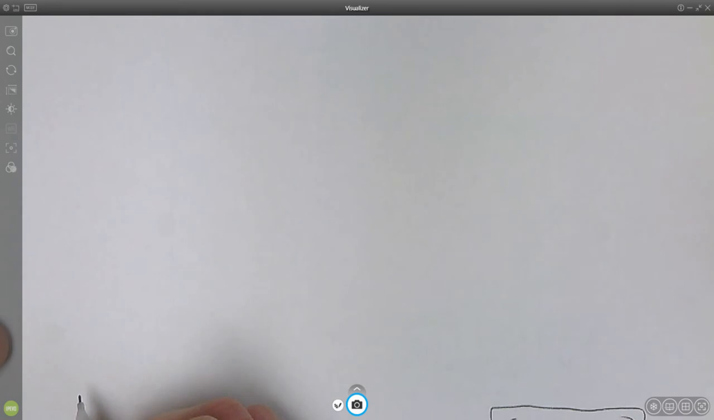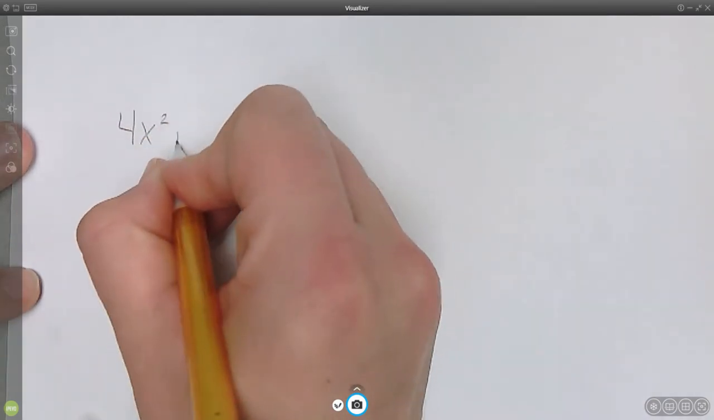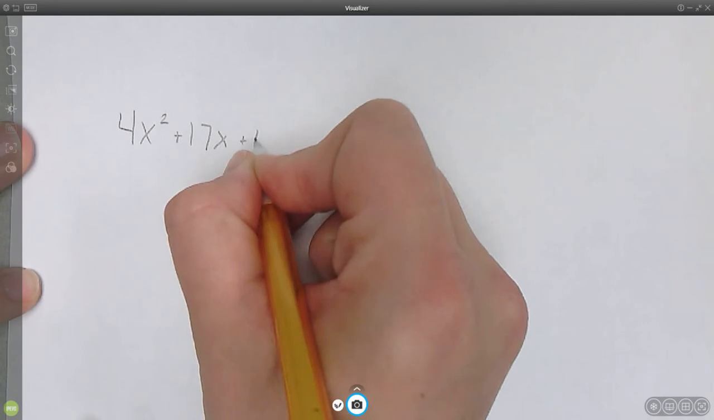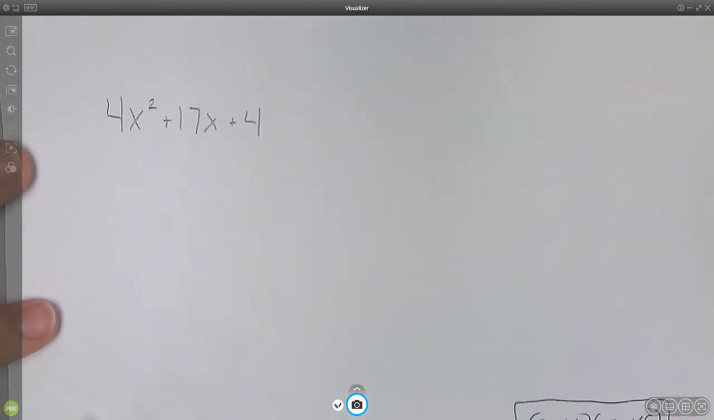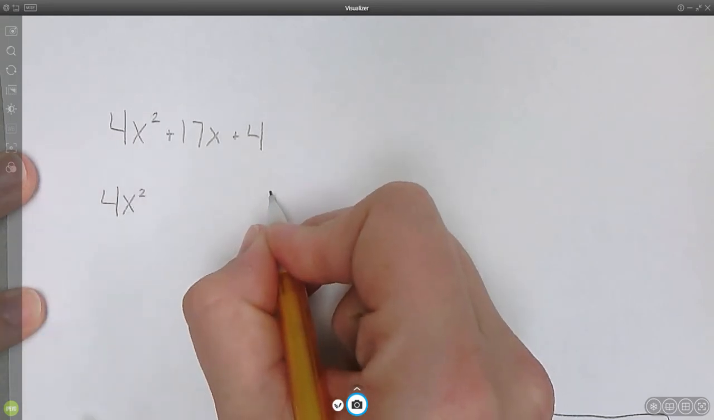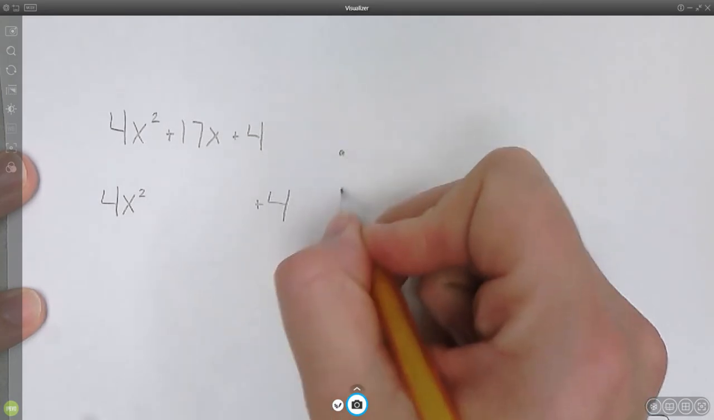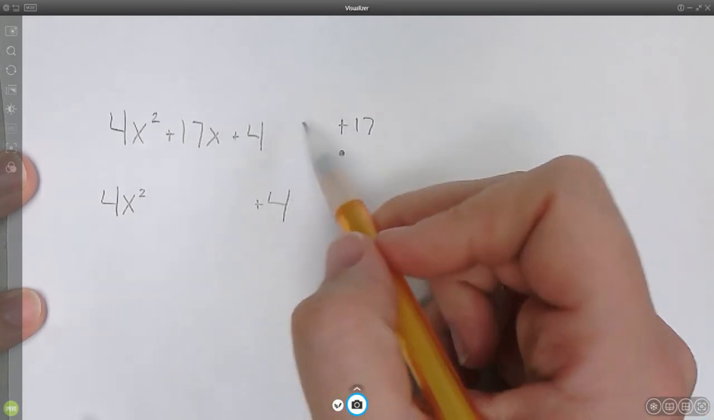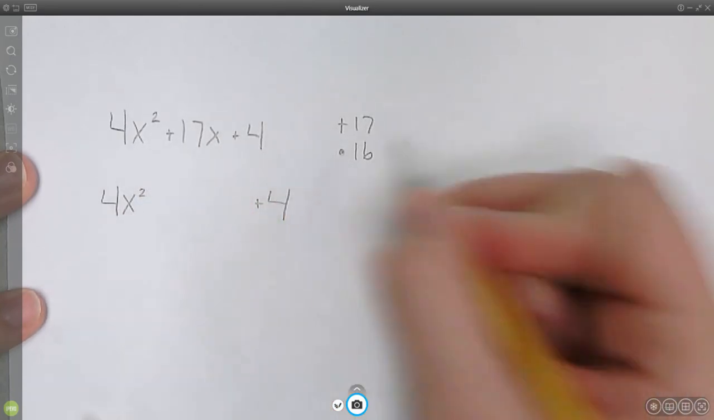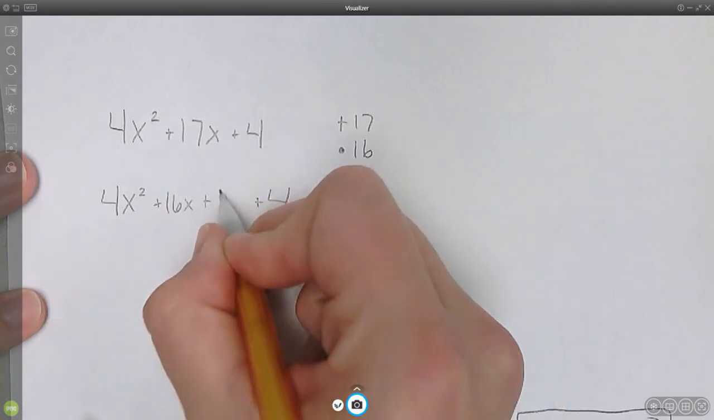Okay, let's do 4x squared plus 17x plus 4. So we're going to do this by grouping. The 4x squared comes first. The 4 goes at the end. For the 17, I need two numbers that add to 17 and multiply to 4 times 4, which is 16. So that would be 16 and 1. So plus 16x plus 1x.